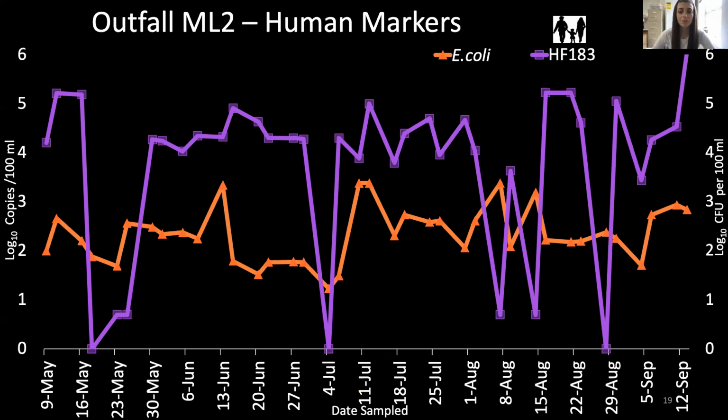And so here our purple line represents the number of copies of HF183, which is again a Bacteriodes specific marker for human contamination. Over the summer, HF183 was consistently seen, however, at varying levels. There's a gross trend regarding E. coli levels, which are represented by the orange line, and HF183. As represented here, in many cases, as HF183 spikes, so does E. coli. And when E. coli increases, HF183 also increases.